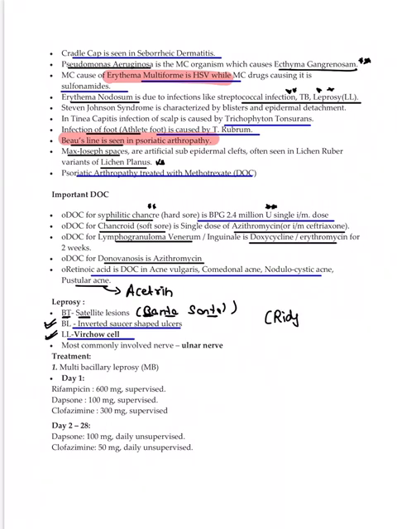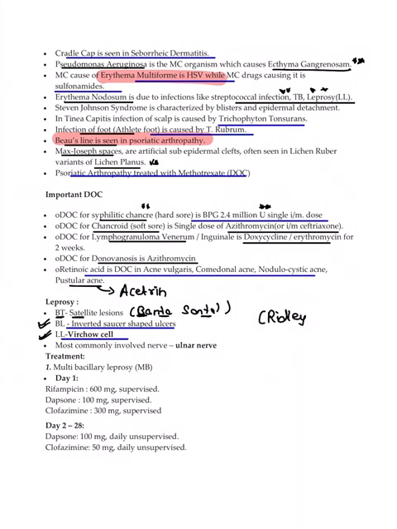This is according to the Ridley-Jopling classification, guys. You have 5 grades in Ridley-Jopling, and lepromatous leprosy is the worst grade. The most commonly involved nerve is the ulnar nerve.